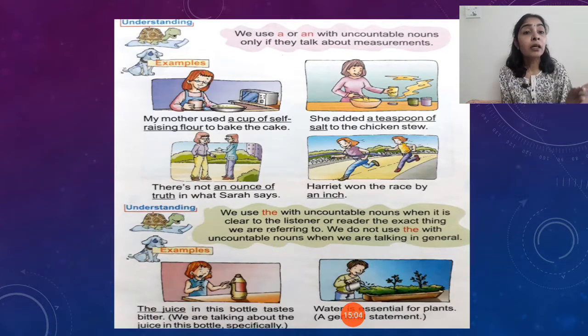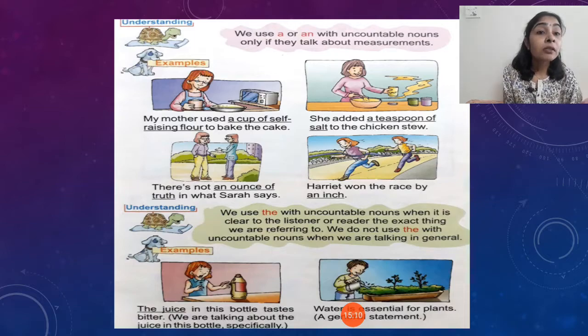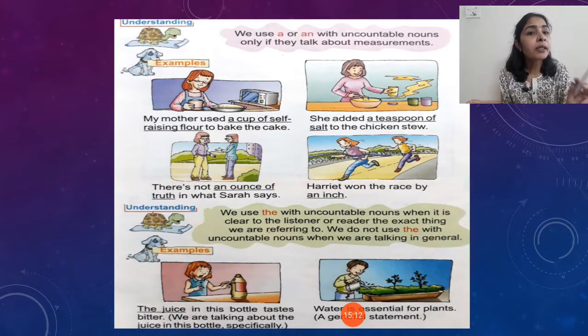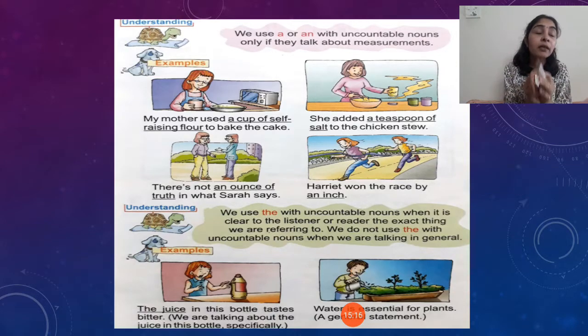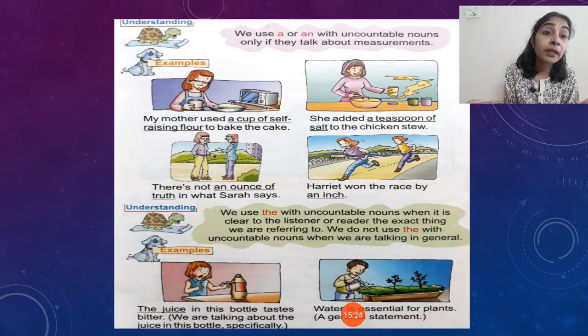Now here we are not using any article. Why? Because it is just a statement. Neither are we using a definite article, since it is not a definite thing here, nor an indefinite one. We are just giving a kind of statement. Water is essential for plants. When we refer to it like this, water is an essential nutrient for the plant, then an essential will come there.